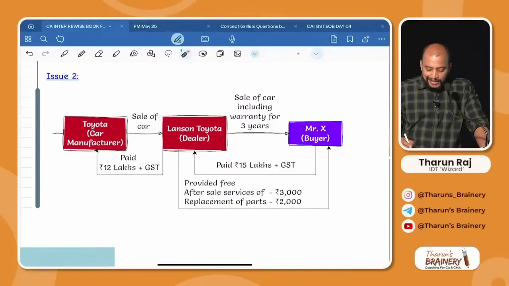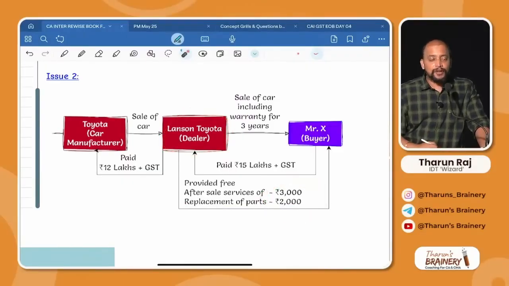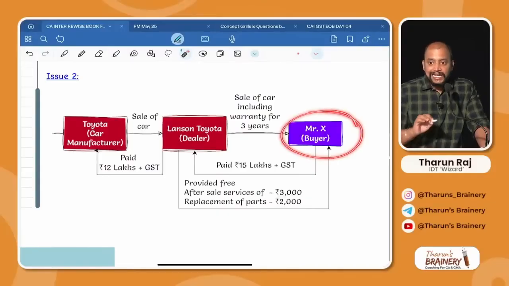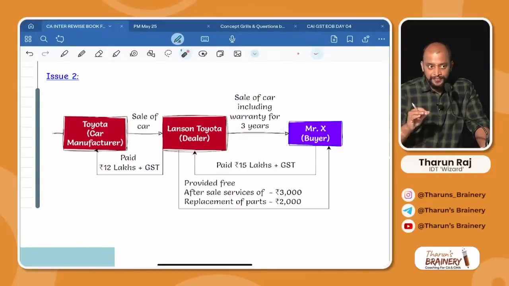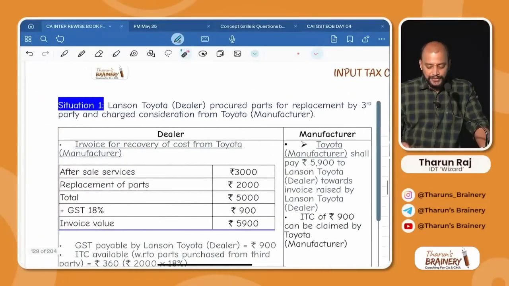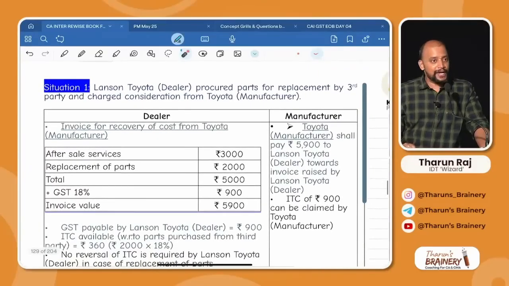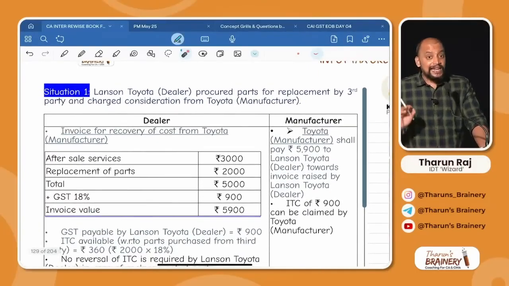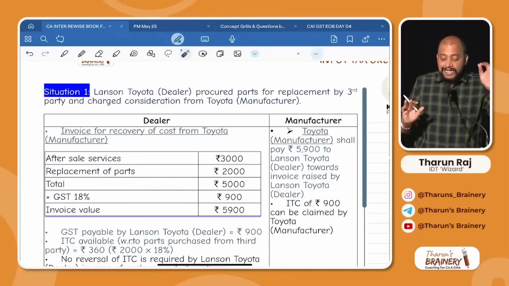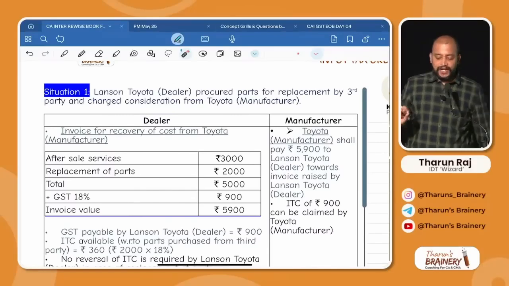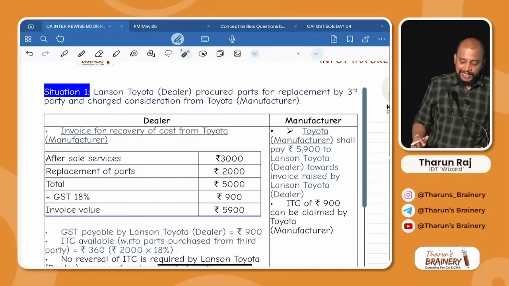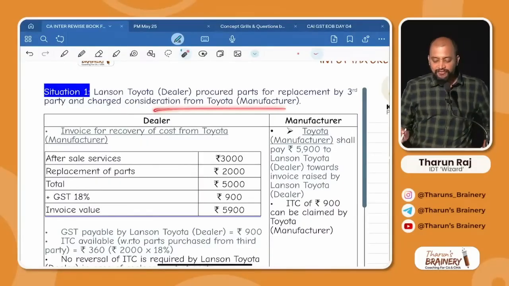Now you tell me, this 3,000 and 2,000 rupees, dealer should get from whom? Manufacturer, correct? This 3,000 and 2,000 dealer should get from the manufacturer because they are not charging anything to the customer. Understood? Now, multiple scenarios we are seeing. Situation number 1, carefully listen. Lanson Toyota dealer procured the parts for replacement from a third party and charged consideration from the manufacturer.